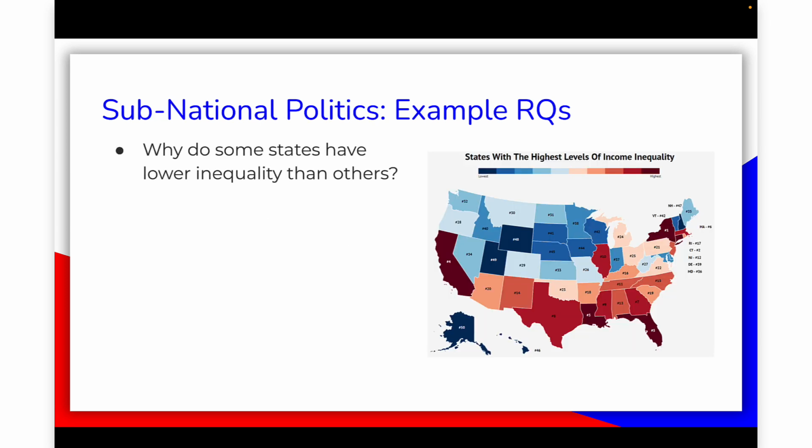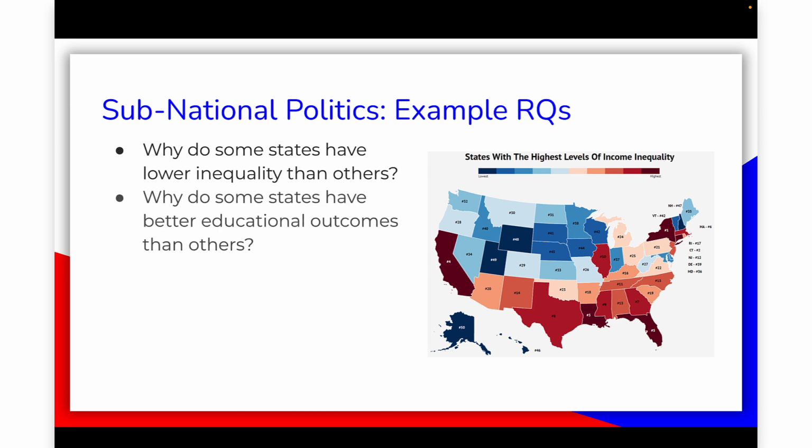Subnational politics. Why do some states have lower inequality than others, right? We've already talked about that one. Why do some states have better educational outcomes than others? There is a good strand of scholarship that says it's the funding, but there are also a lot of other factors that matter in whether a state has good educational outcomes or not. Okay.